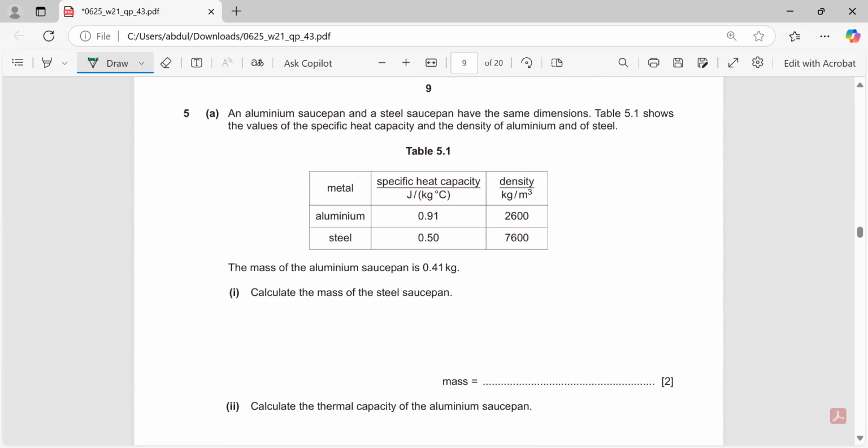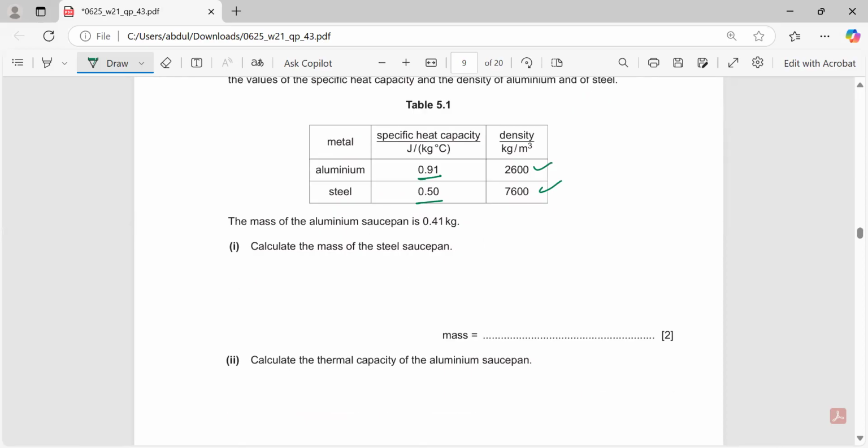An aluminium saucepan and a steel saucepan have the same dimensions. So it means their volume is the same. Table 5.1 shows the values of the specific heat capacity and the density of aluminium and steel. For aluminium, specific heat capacity is 0.91, for steel 0.50, and their densities are also given. The mass of the aluminium saucepan is 0.41 kilogram. Calculate the mass of the steel saucepan.